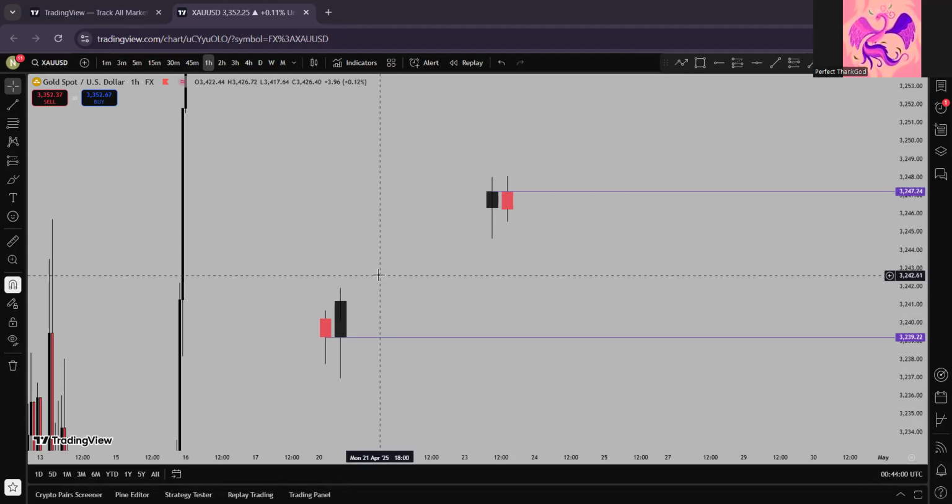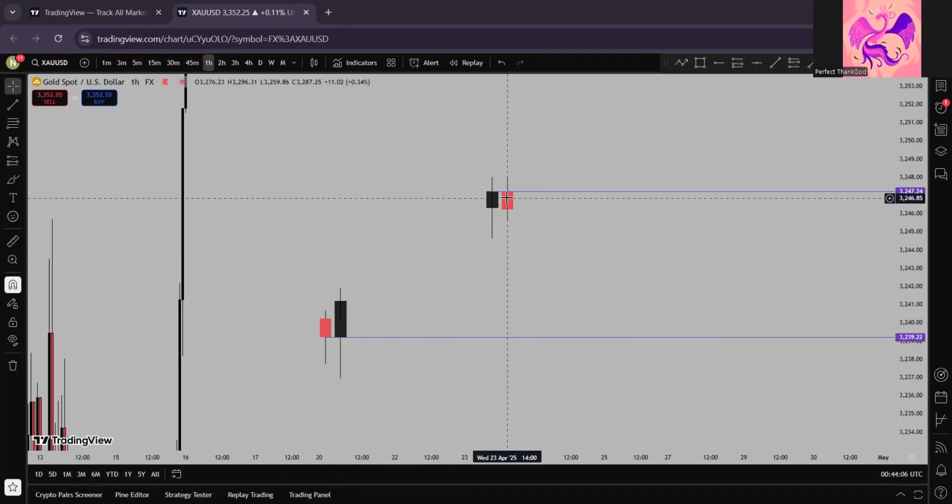So first of all, this is what my support looks like, or my resistance. This is my support and this is my resistance. So a resistance is formed. I explained this in the last video, but let's explain it again. A resistance is formed when buying pressure is lost. And when buying pressure is lost, the sellers step in.